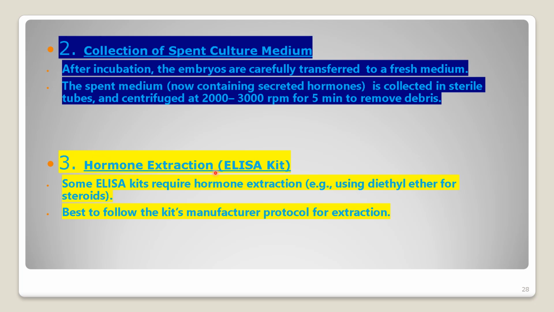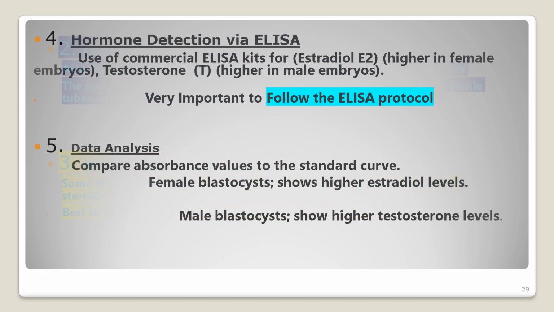So we are at hormone extraction using ELISA kit. Some ELISA kits are required for this process, hormone extraction, for example, using diethyl ether for steroids. And when using an ELISA kit, it is best to follow the manufacturer's protocol step by step in order not to miss out on anything. The hormone is detected via ELISA. For example, we have an ELISA kit for estradiol, which detects female embryos, and testosterone for male embryos. Again, it is very important to follow the protocol.